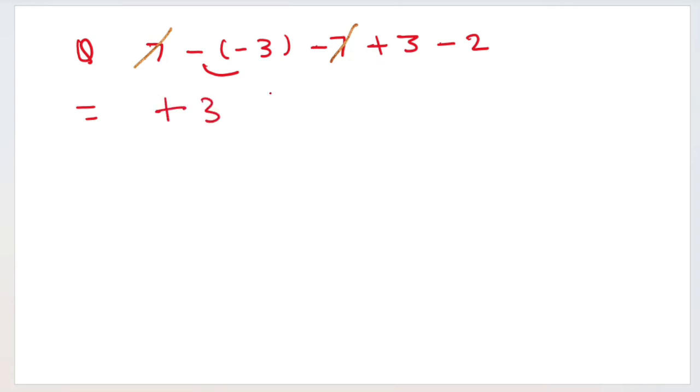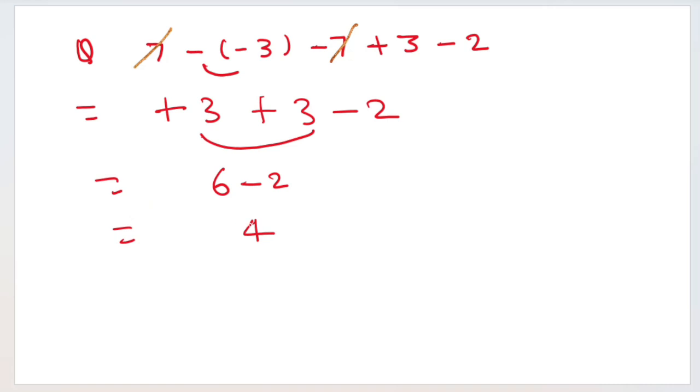and here again plus 3 and minus 2. So 3 plus 3 will become 6, 6 minus 2. Now 6 minus 2 will become 4, and it will take the sign of 6, that is plus. Now solve this question and write the answer in the comment section.